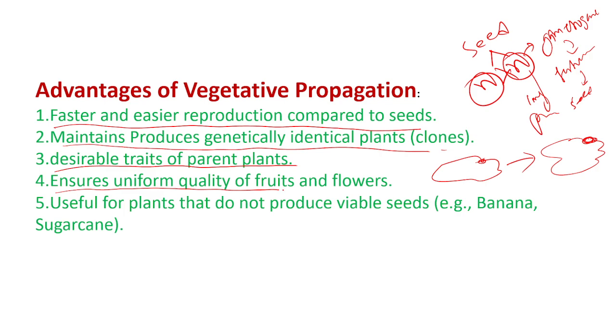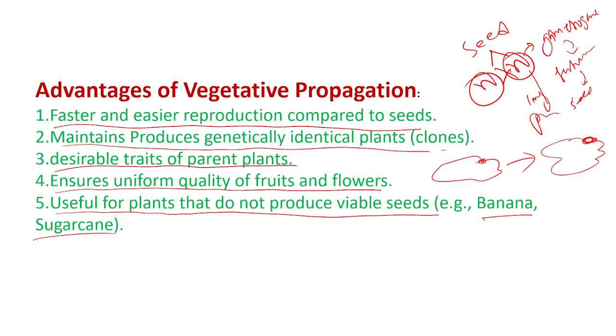With the help of vegetative propagation, food and flower quality is the same as the parent plant. The last advantage is that it is useful for plants that do not produce viable seed. That means plants that do not produce seed, for example banana and sugarcane.